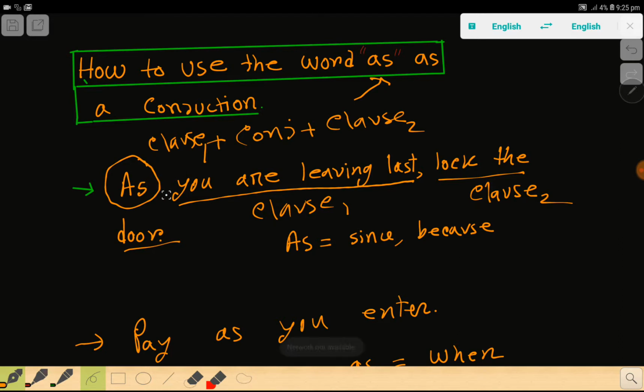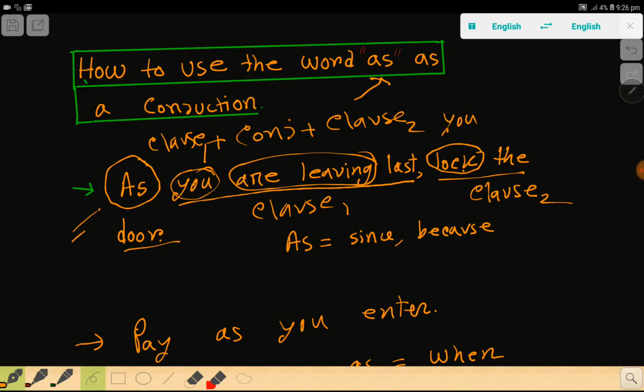Since as is connecting two clauses, this as is a conjunction, right? As you are leaving last, lock the door. Look, what is a clause? A clause means subject plus finite verb, right? So are leaving is a finite verb, and lock the door here is an imperative sentence, so you have the subject you. So this is another clause, you lock the door. So this is the subject and this is the finite verb, right?